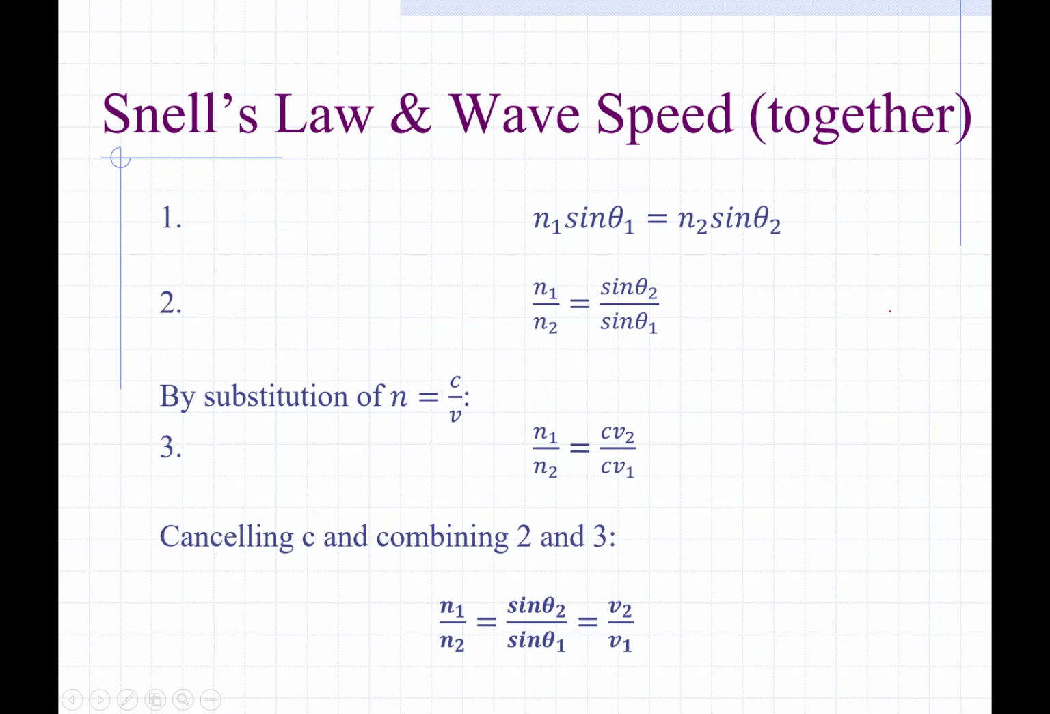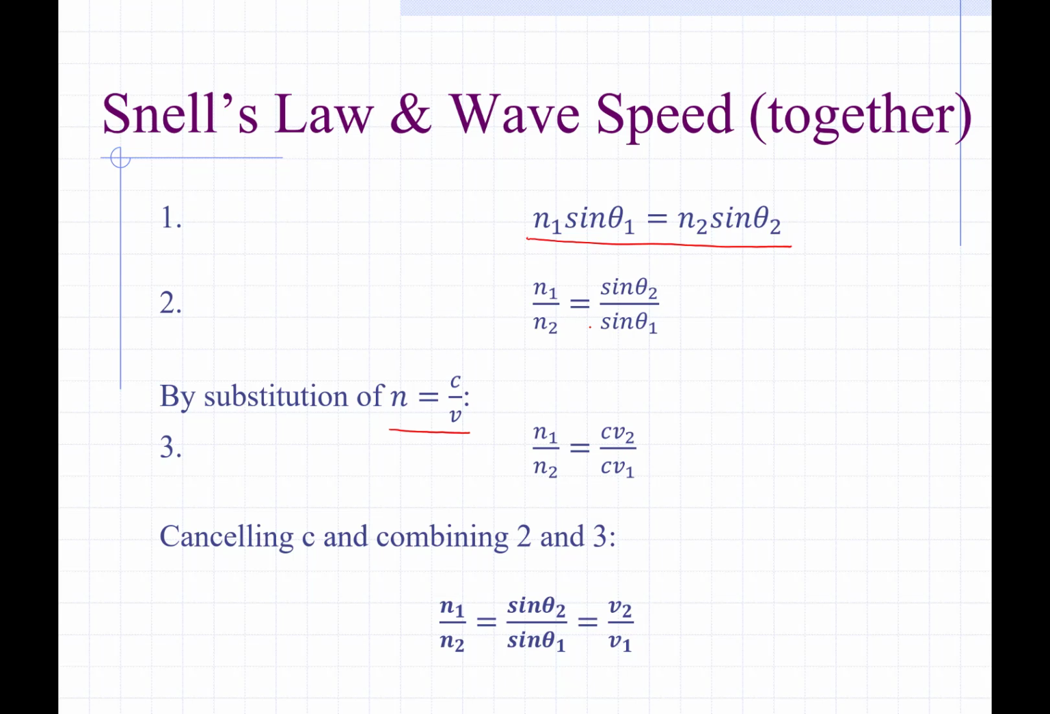So we write Snell's law as n1 sine theta 1 equals n2 sine theta 2, and we know that n equals c over v. We can actually combine them. If we rewrite Snell's law as n1 over n2 equals sine theta 2 over sine theta 1, we can substitute in n equals c over v to both sides, and we get n1 over n2 equals c/v2 over c/v1.